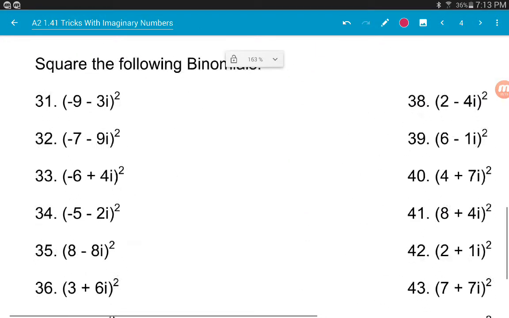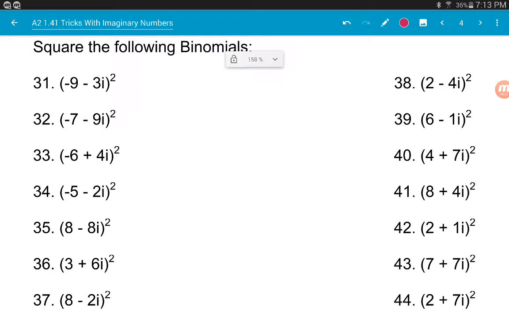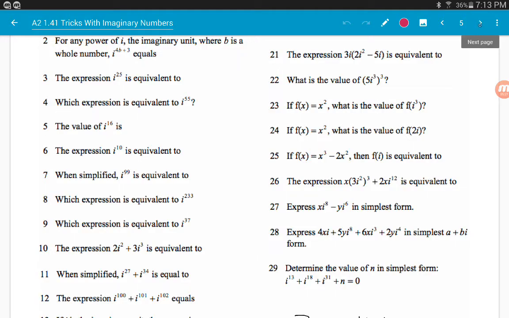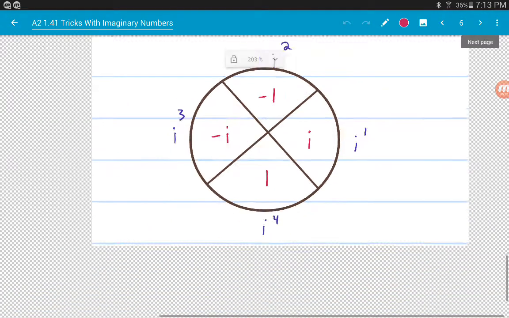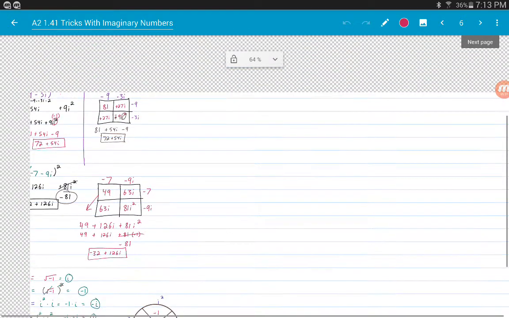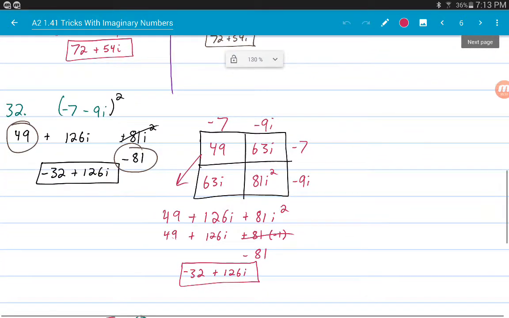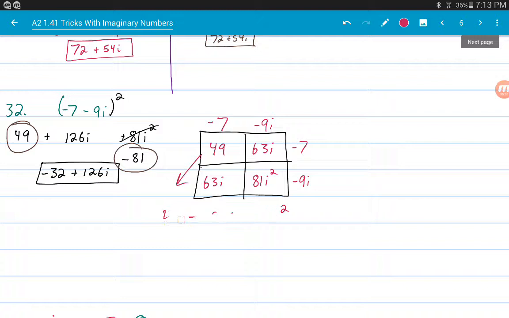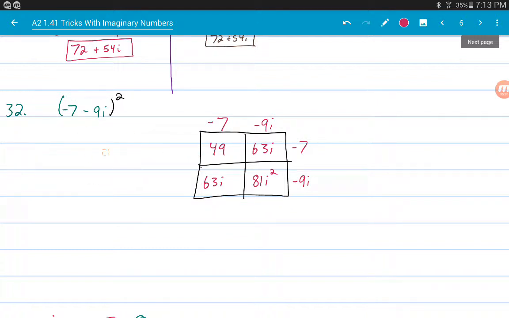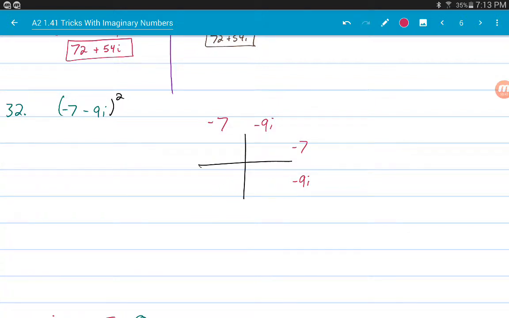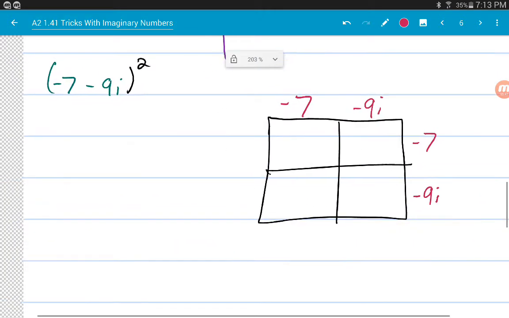Let's do one in the bottom section, because I know you have a bunch of homework from there. Let's do question 32. I can do question 32 one of two ways. Because it's squared, I could use the shortcut, or I could use the box method. Whichever one you're more comfortable with, I say you should use, because the right answer is the right answer, and shortcuts are not always that good.